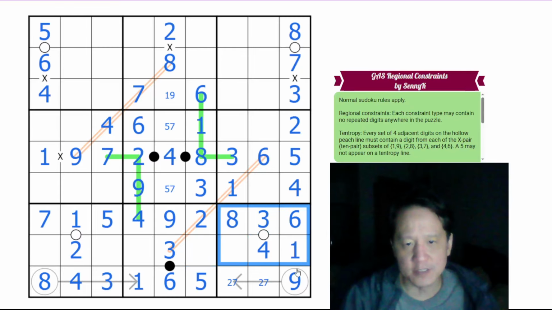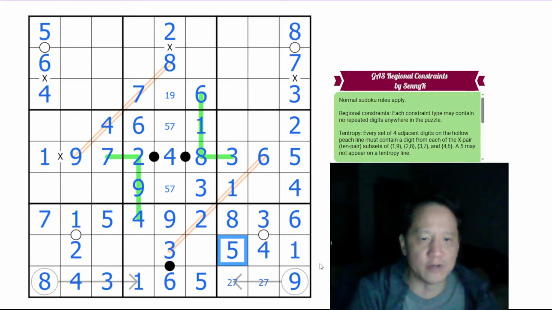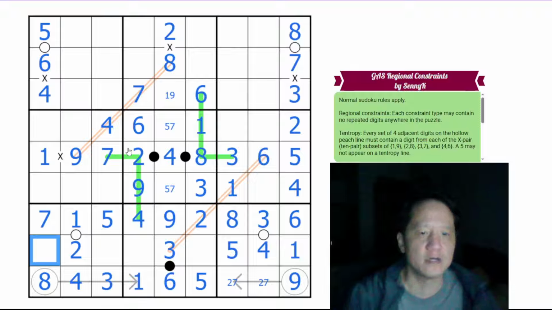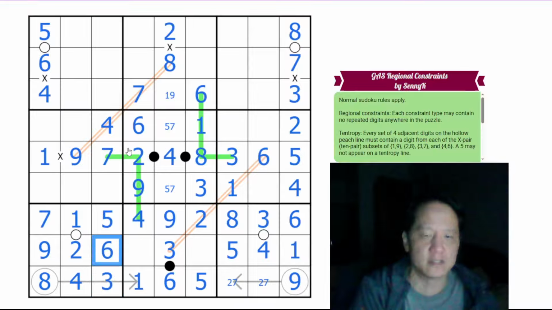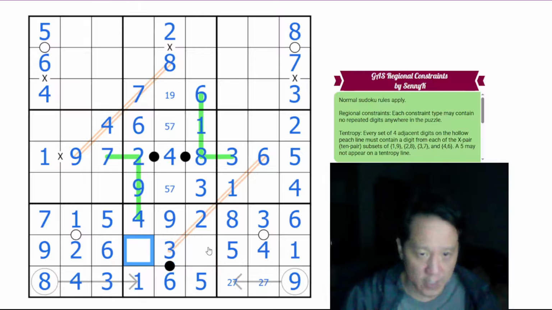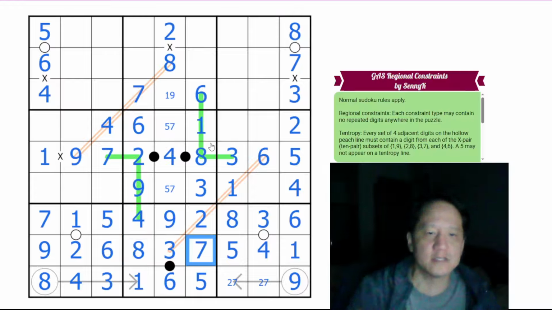Remaining digit in this lower right-hand box is also a 5. The remaining digits in the lower left-hand box are 6 and 9, and this can't be 6 because of 6 in the column, so this is 9, which makes that 6. Remaining digits in row 8 are 7 and 8, and this can't be 7 because of 7 in the column, so this is 8, this is 7.